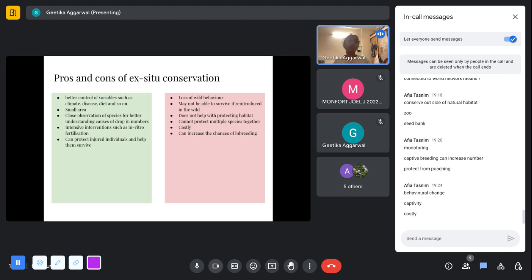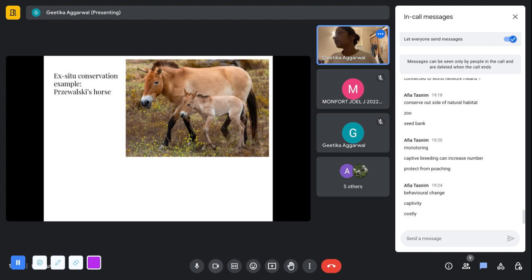It can hugely increase the chances of inbreeding, because from the wild you pick up, say, five individuals, bring them, and use them to re-establish the entire population. That is going to lead to a lot of inbreeding depression, because there is going to be a founder effect. Okay, moving on.